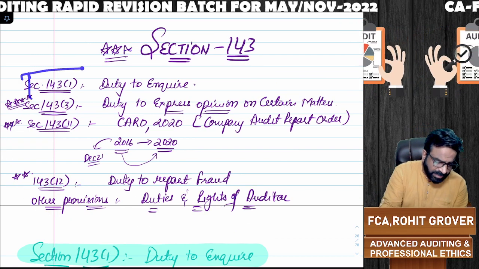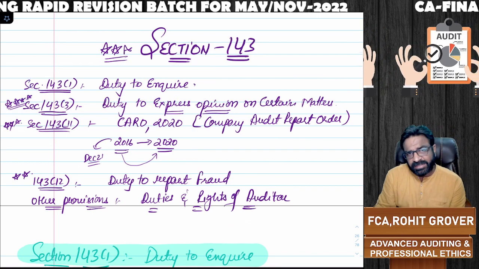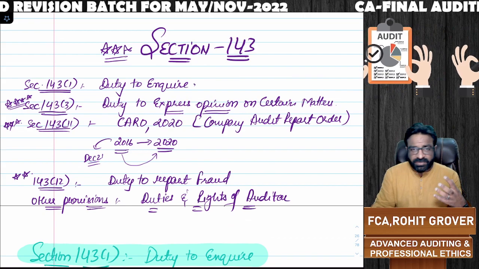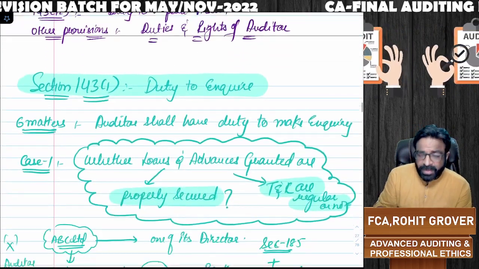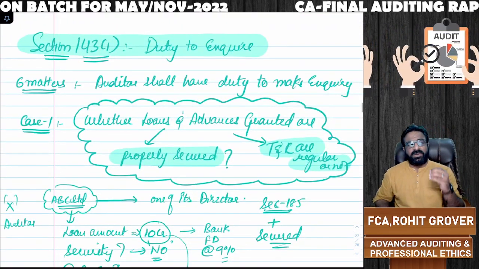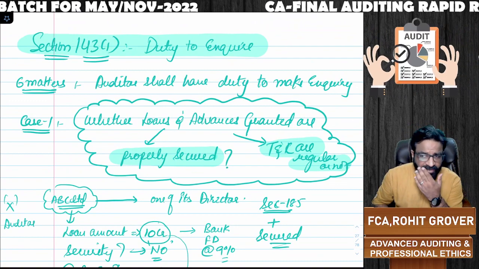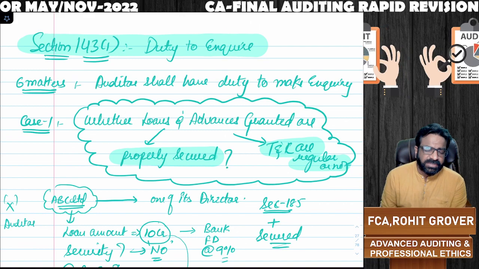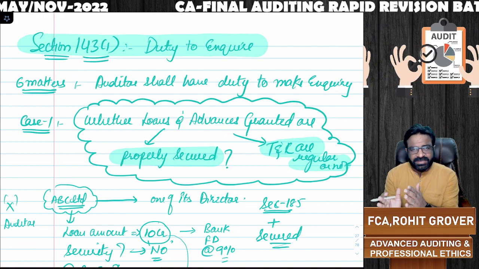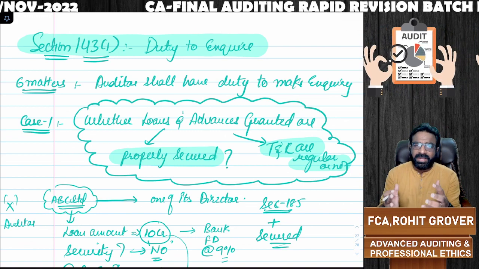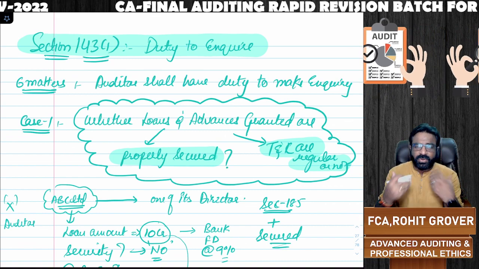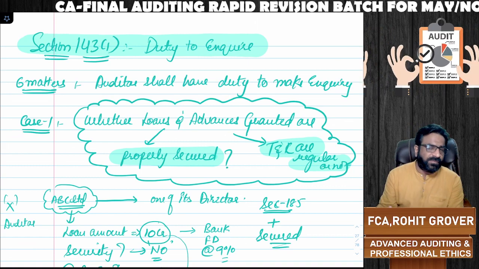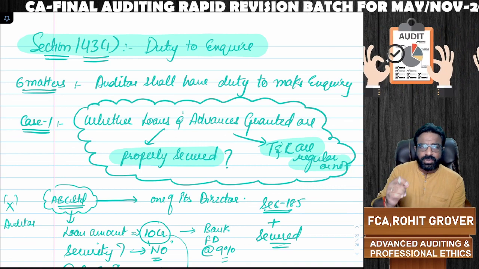So let us understand and finish off the first subsection of 143, that is section 143 subsection 1, duty to inquire. Now, when we talk about section 143 subsection 1, duty to inquire, the first and most important thing you all have to understand is, these are the 6 matters on which duty to inquire is the obligation on an auditor. Means what? If any of these 6 situations comes in front of an auditor, then the auditor has a duty to inquire into this matter.